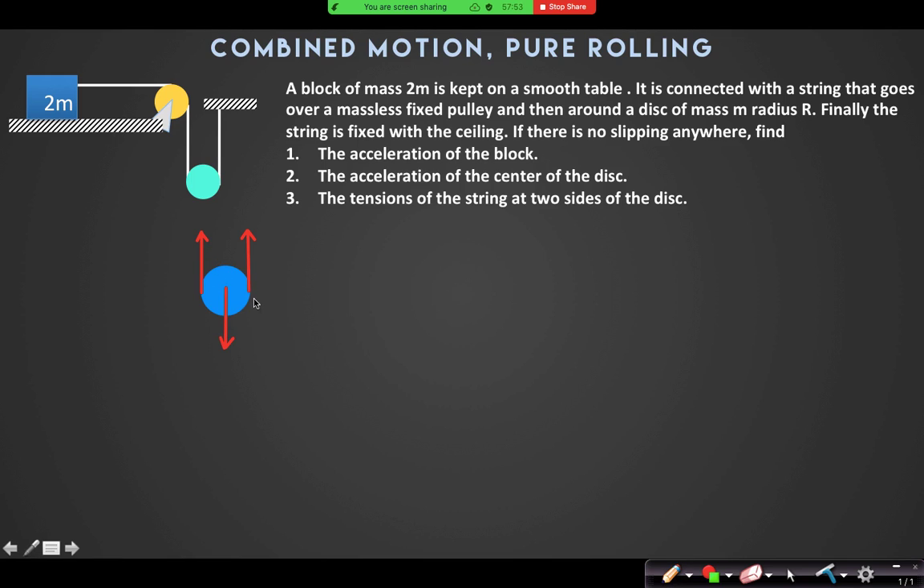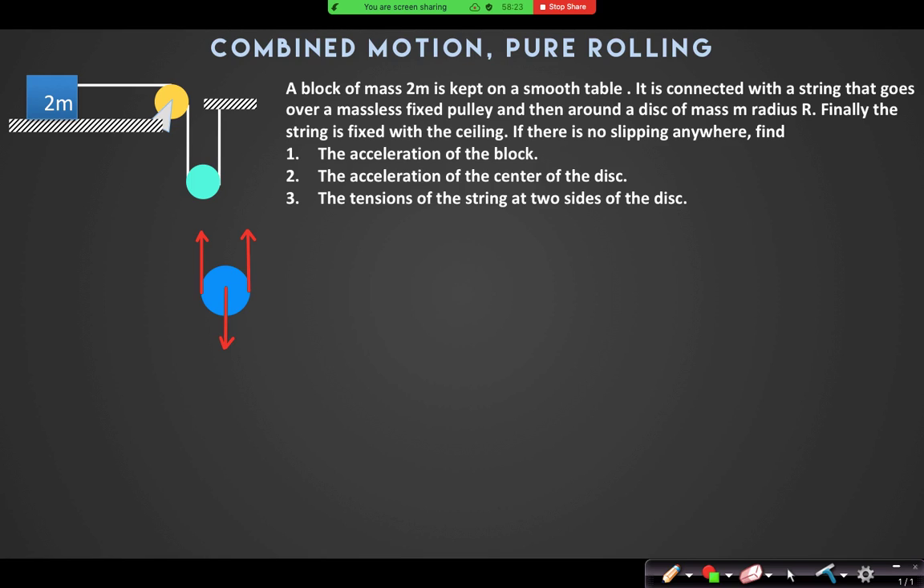Even if the string is massless, I am saying tensions are not same. Can you tell me why? Anyone else? Yes, sir. As you said, it will not rotate. No, it is rotating. The lower pulley is rotating. It's in pure rolling motion. Yes, can you hear me? Am I audible to you? Yes, clearly. Yes, sir.